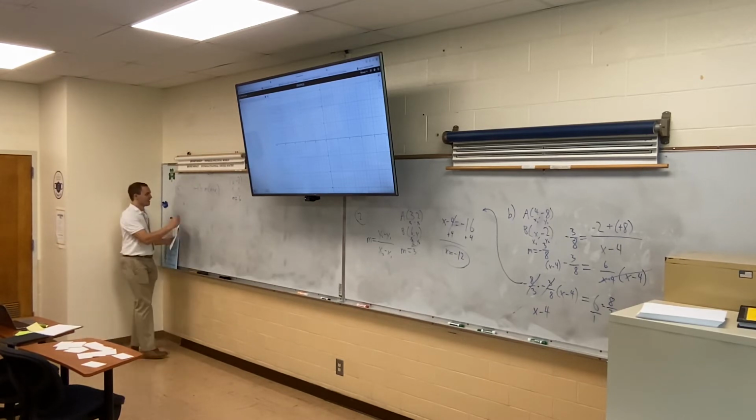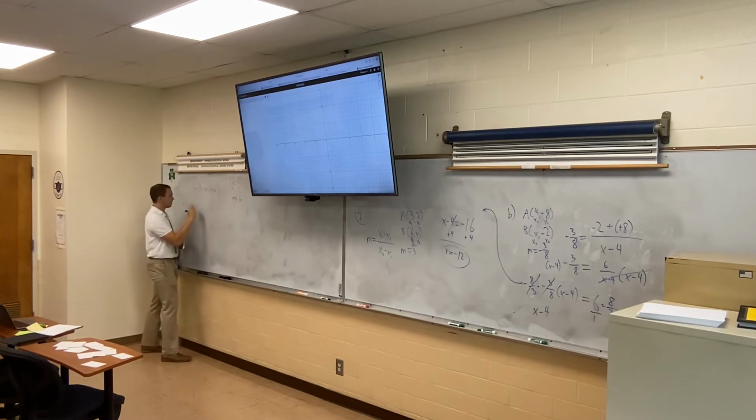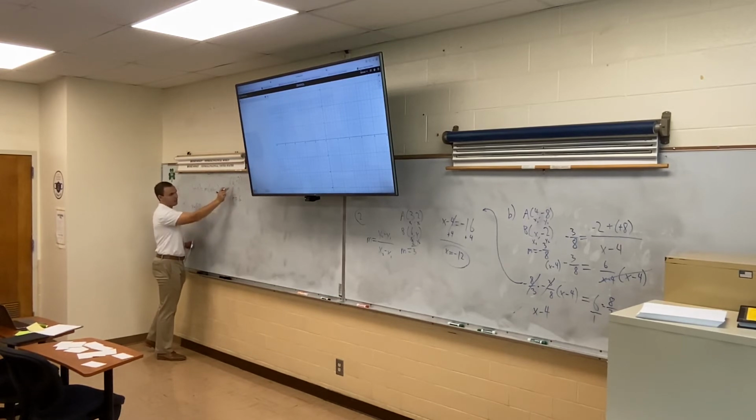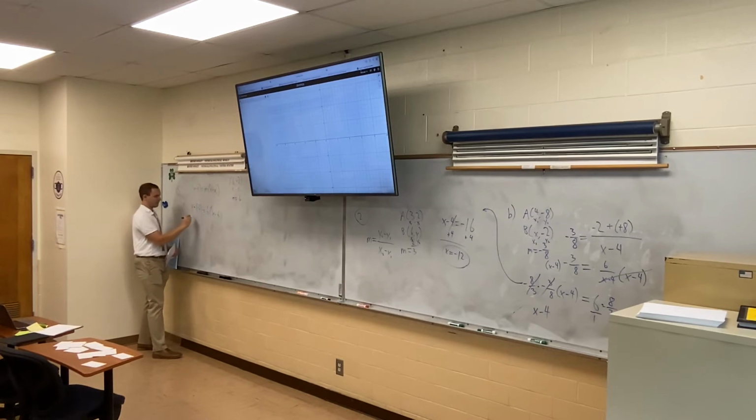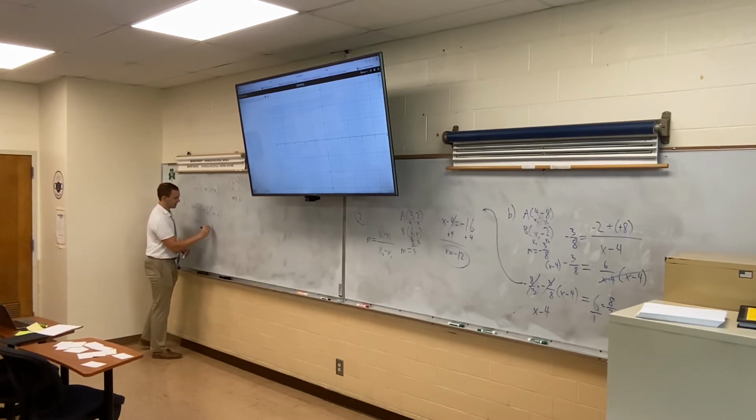Okay? So I get y, just leave y as y minus, what's my y1? It's negative 2. Equals 6 times x minus my x1, which is 6. Okay? This becomes plus positive, so y plus 2 equals 6 times x minus 6, point slope form.